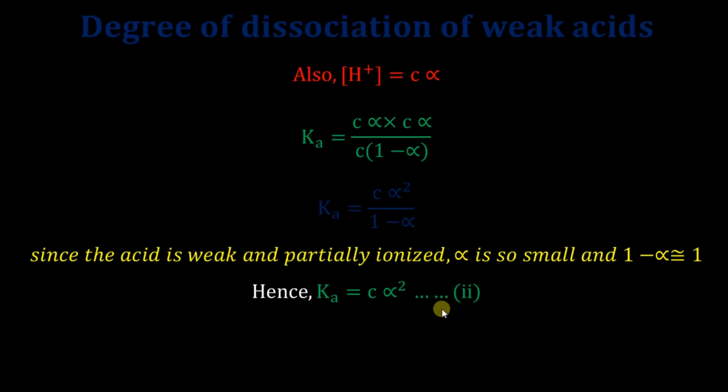You can also use the same equation to calculate the degree of dissociation of the acid if given the value of Ka and the initial concentration. As well, you can use it to obtain the concentration of the acid if you have the value of Ka and the degree of dissociation. The degree of dissociation of the acid can therefore be given as the square root of Ka divided by the initial concentration of that acid.